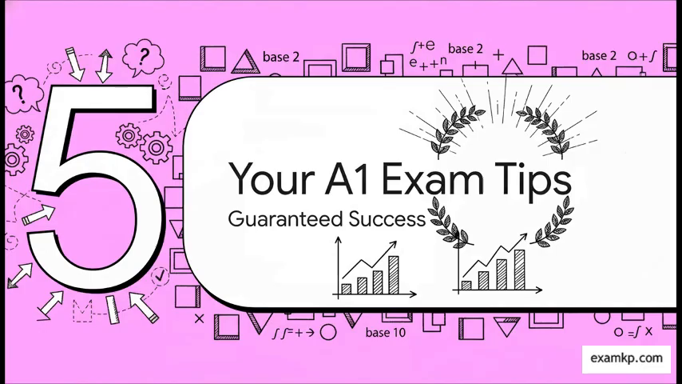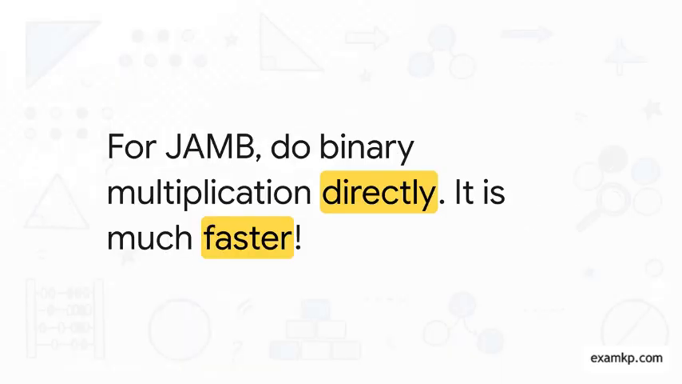You're doing great. Now, let's lock in all this knowledge with some quick rapid-fire tips to guarantee you get that A1. Welcome to Section 5, your A1 exam tips. First up, a pro tip for all my JAMBites. If you see a binary multiplication question, do not waste time converting. Do the multiplication directly in binary. Trust me, it is designed to be solved that way, and it will save you precious minutes.